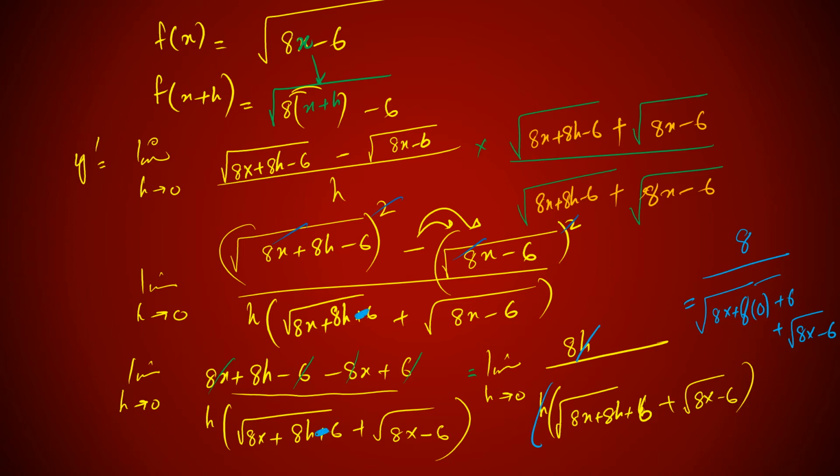I made a mistake over here. There is a minus sign here. Okay, now I told you that whenever we have two radical signs, we write the 8 in the numerator and 2 times the square root of 8x minus 6 in the denominator. Now 2 and 8 cancel out. So the answer is 4 over square root of 8x minus 6. So this is the way we take derivatives using the limit process if there is a radical sign in the beginning.